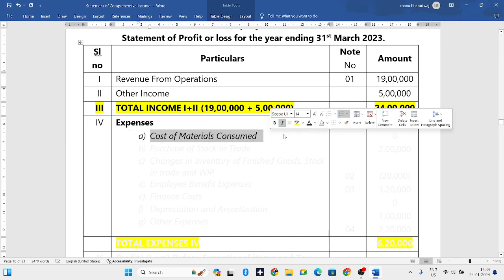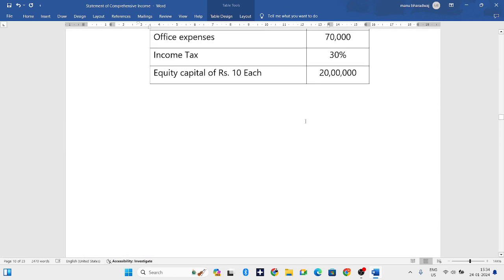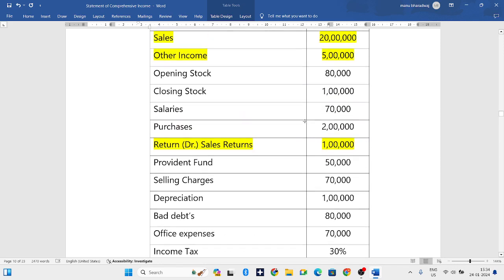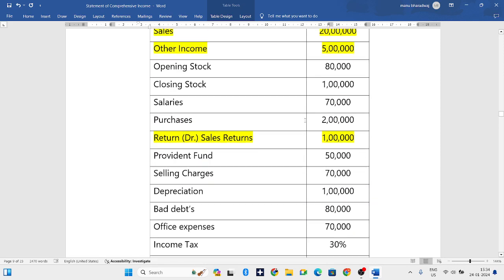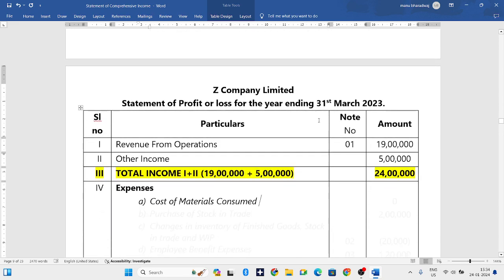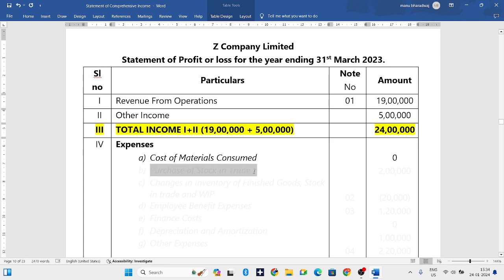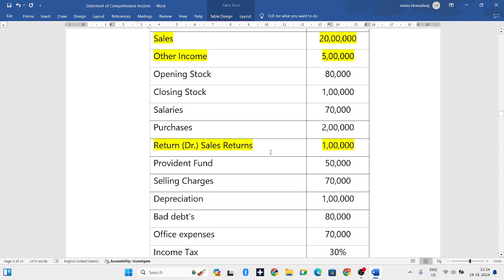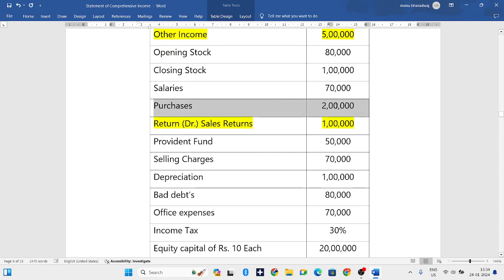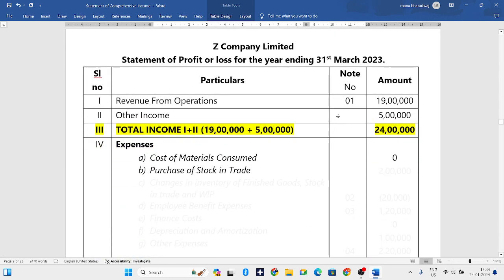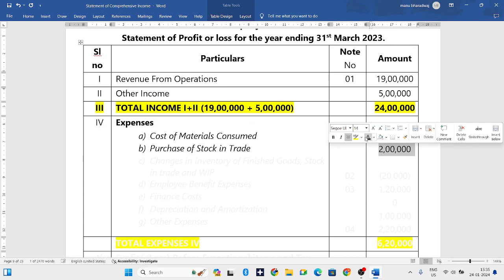So first type is cost of materials consumed. Check the question. Anywhere they have given about the cost of material consumed? They have not given any information. When they have not given any information, it is understood that there is no cost of material consumed. So we will write it as 0. Second thing is purchases of stock in trade. Check the question. Any details they have given about purchases? Yes. So here we have purchases of 2 lakh rupees. So I will write here purchases 2 lakh rupees.